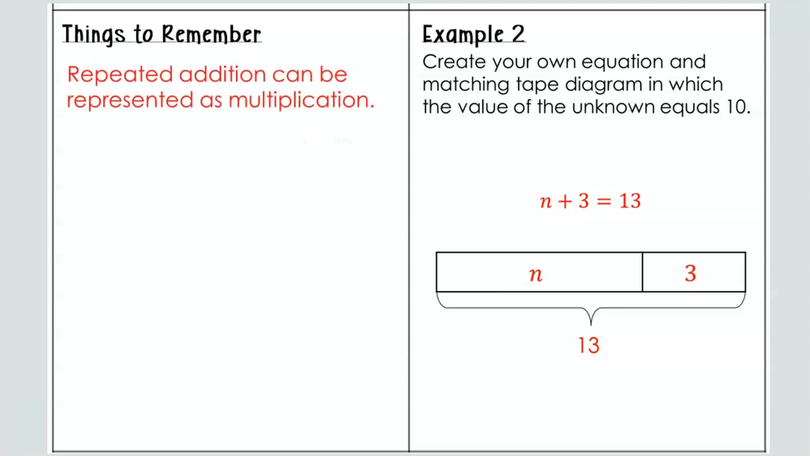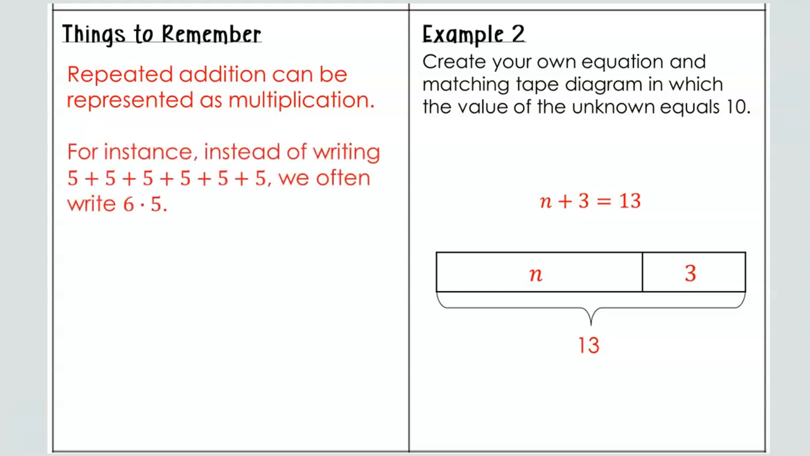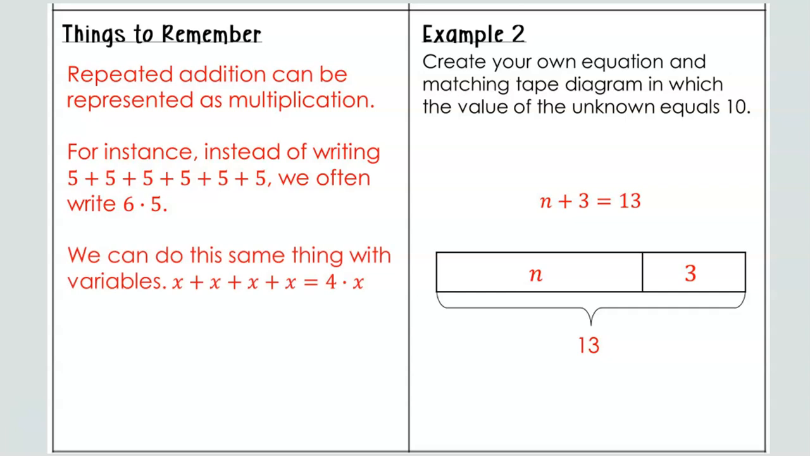Things to remember. Repeated addition can be represented as multiplication. For instance, instead of writing 5 plus 5 plus 5 plus 5 plus 5 plus 5, we often just write 6 times 5. We can do the same thing with variables. x plus x plus x plus x is the same as writing 4x.